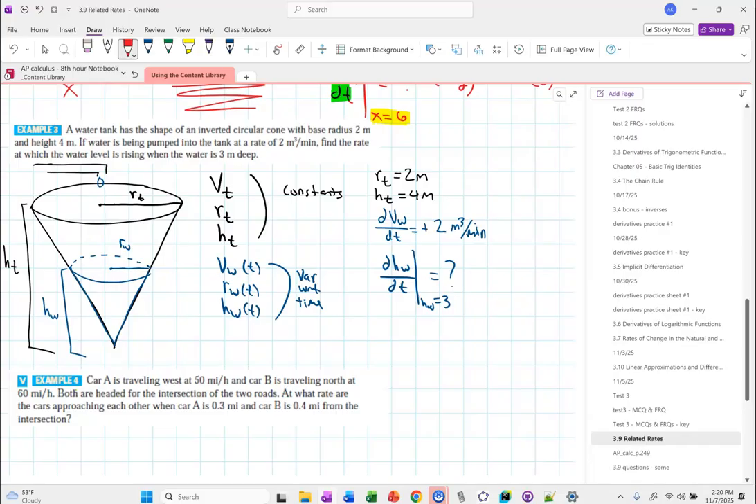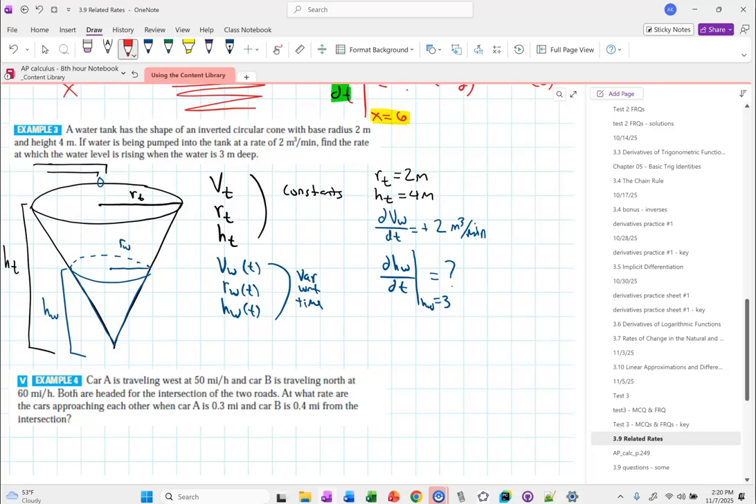And we notated that the water variables are variables because they are changing with time. The volume is increasing as water comes in. The height's going to change as water fills the tank. The radius changed because the top of the cone is now at a different location with a different radius.